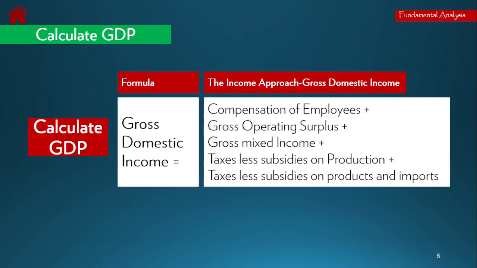Now we look into the gross domestic income, the income approach formula, where gross domestic income is equal to compensation of employees plus gross operating surplus plus gross mixed income plus taxes less subsidies on production plus taxes less subsidies on products and imports. So this is how we determine the gross domestic product using the income approach, and this is the formula that we use.